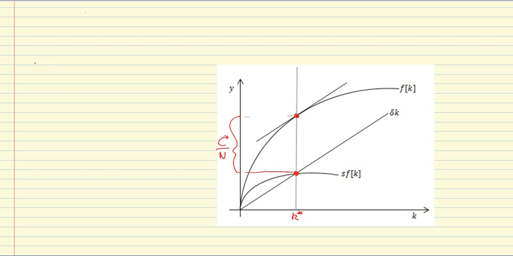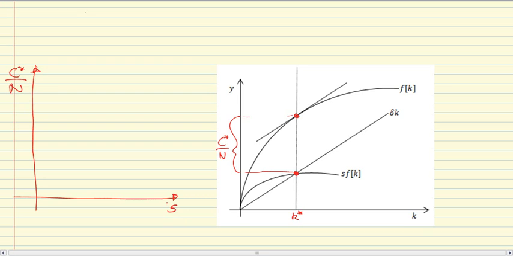Okay, how else can we show this? Now, we can show this as well in the space of C star divided by N as a function of the savings propensity. Steady state consumption as a function of the savings rate is increasing to the left of K star and decreasing to the right of K star. How can we make that clear? Let me see if I can do that in a diagram here.